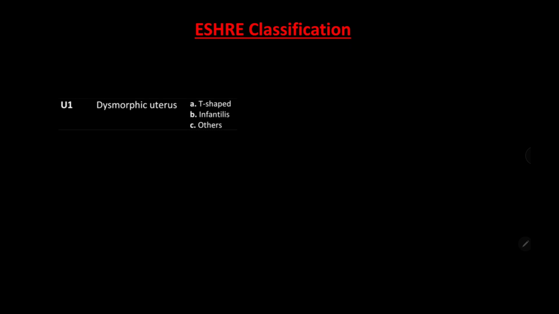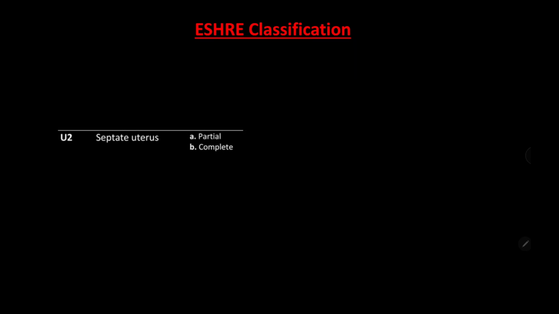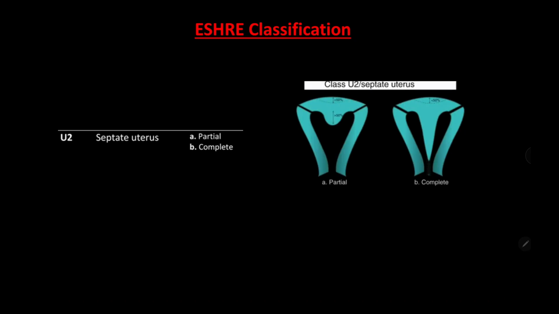The second subclass is the U2, which is the septate uterus, which is again divided into partial and complete. Similar to U1, even in the septate uterus, the uterine outline is normal. However, the shape of the uterine cavity inside is abnormal. So first, to diagnose septate uterus, we have to see the external indentation. And to diagnose a septate uterus, the external indentation should always be less than 50%.